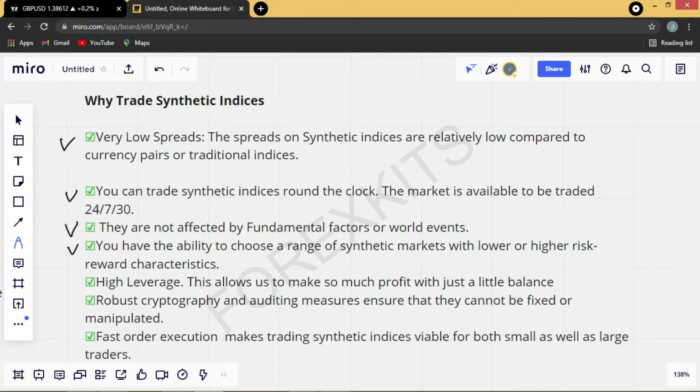Okay, so all you really need to do now is to understand the risk to reward characteristics of each of these instruments that are available to you, and you can trade that.